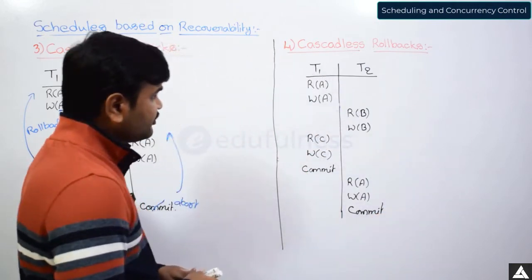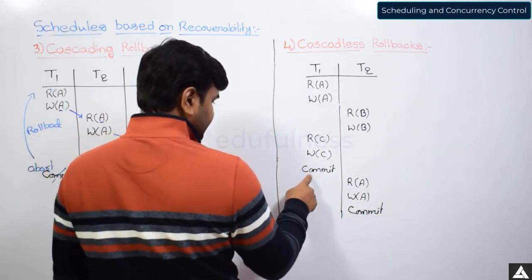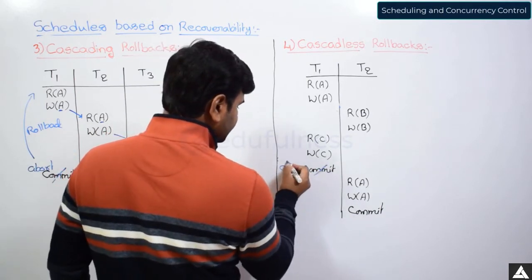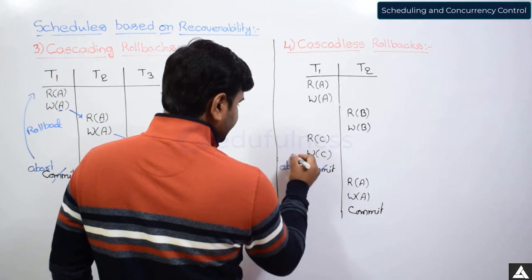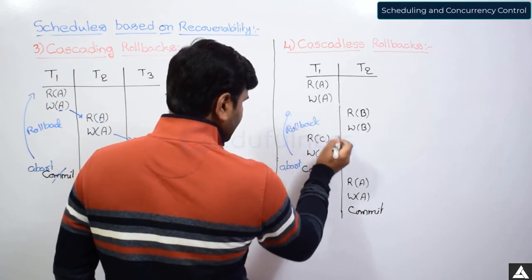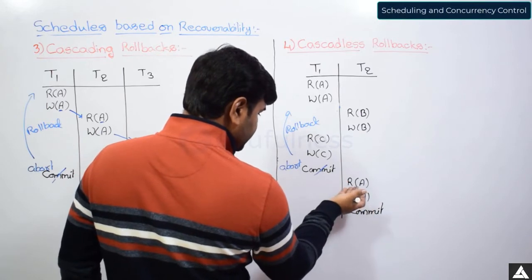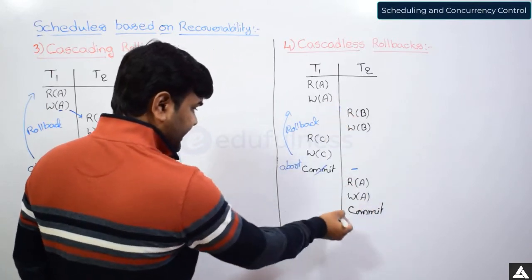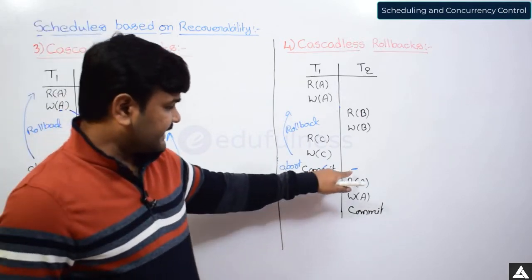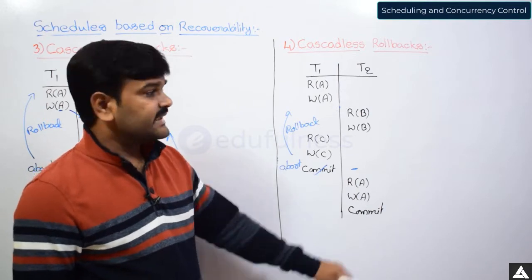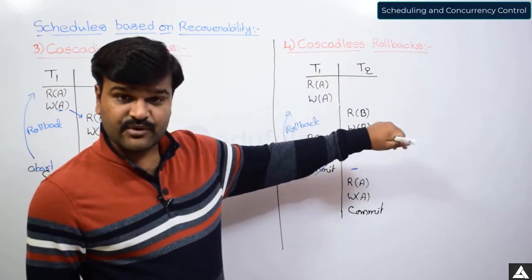Okay, so now you can see, if this is failed, if it is aborted, then it is going back to rollback. Okay, fine. So do you need to roll back? No, because you didn't read it by that time. This is the timing actually. By that time you didn't read the A value, so you no need to roll back. That is why cascadeless rollback.